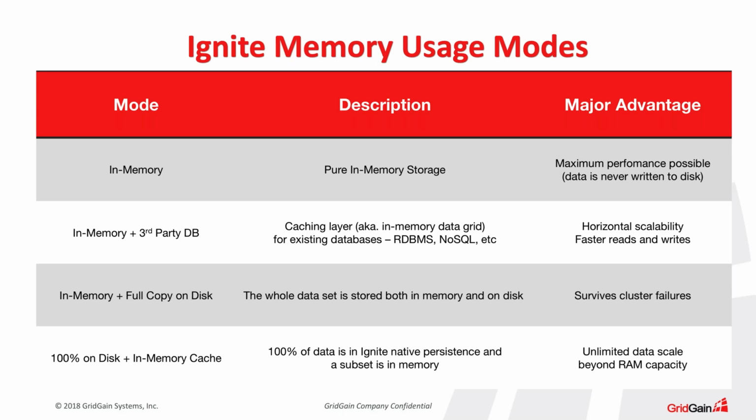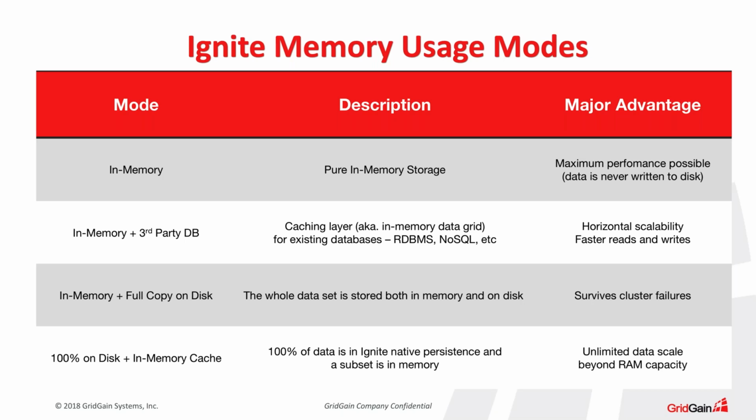The first one is Ignite as in-memory, right? Here we are going to use only the in-memory layer, in-memory storage, and all the data and indexes will be allocated there. That mode is used to achieve the maximum performance possible because the data will never be written to disk. This mode might be similar to many Redis or Memcache deployments or other memory database deployments where you just need to store your data set in memory and don't worry about the disk layer at all.